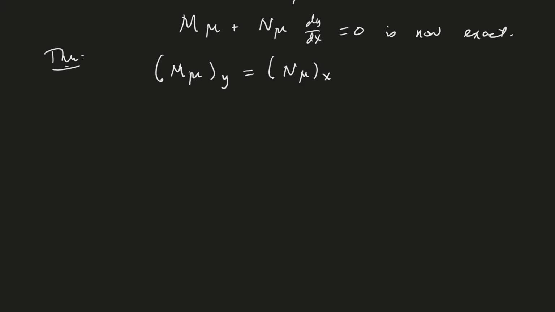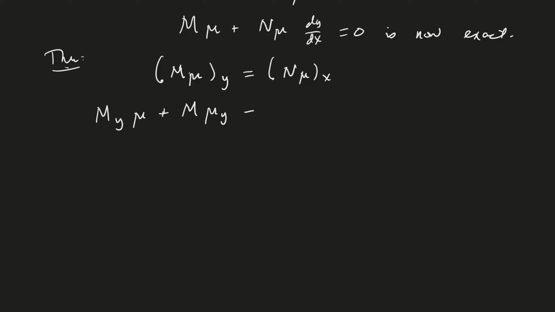Let's continue on with this and see what the restrictions are on mu. And so this would be M sub y times mu, using the product rule, plus M mu sub y, and it would be equal to N sub x times mu plus N times mu sub x. Good. Now, what about this differential equation? This is a partial differential equation.